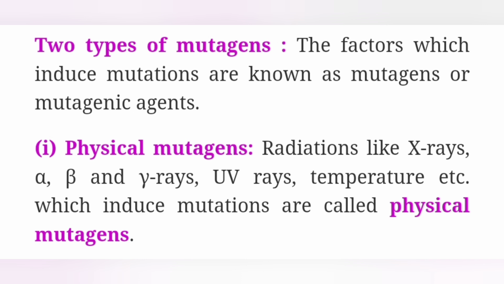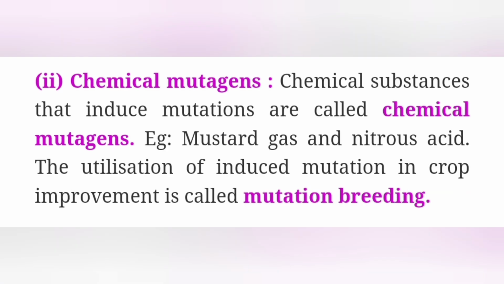First point, physical mutagens. Radiations like X-ray, alpha, beta and gamma rays, then UV rays, temperature, etc., which induce mutations are called physical mutagens. Second point, chemical mutagens. Chemical substances that induce mutations are called chemical mutagens. Example, mustard gas and nitrous acid. The utilization of induced mutation in crop improvement is called mutation breeding.